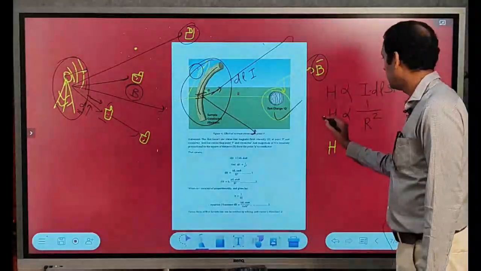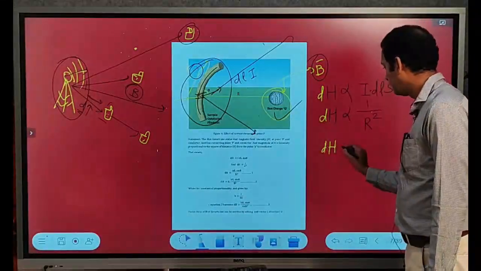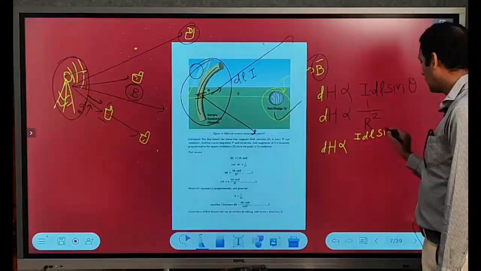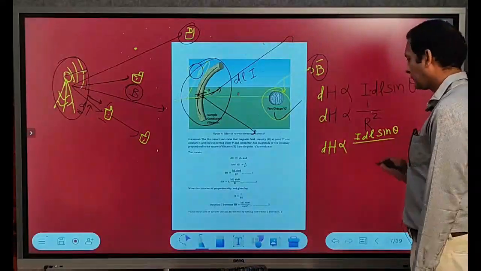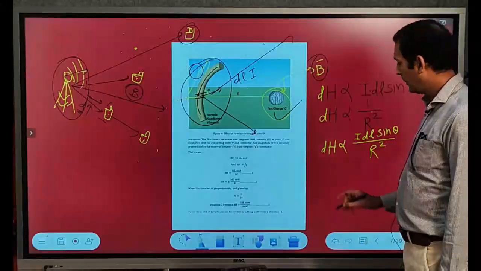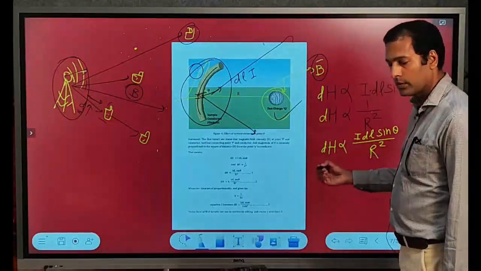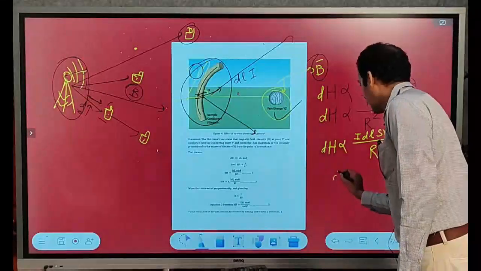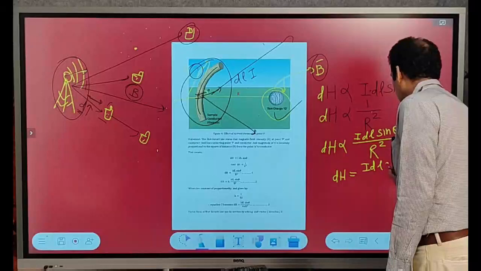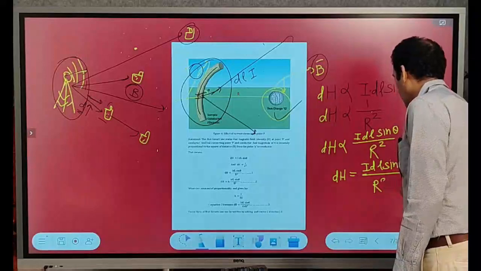So, since we are considering dl, here we will have dH only. So dH we can say is directly proportional to I dl sine theta divided by r square. Now to remove this proportionality sign, we have to add some constant. So we'll get dH is equal to I dl sine theta by r square.